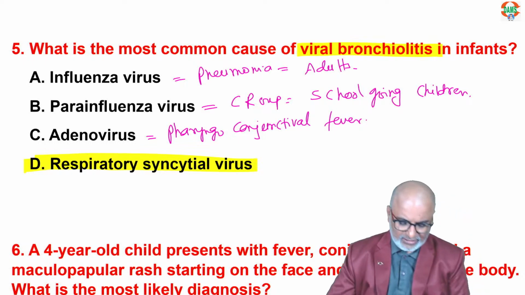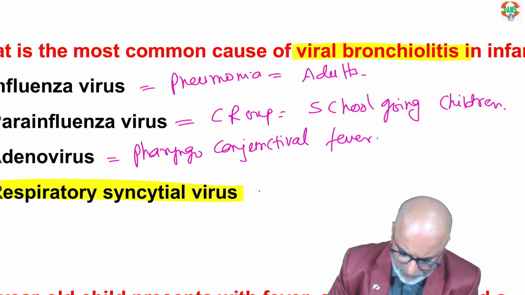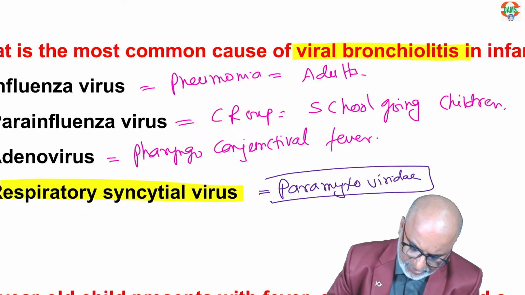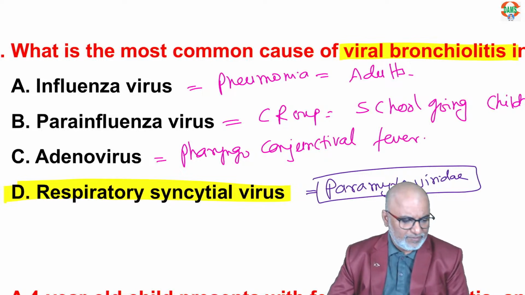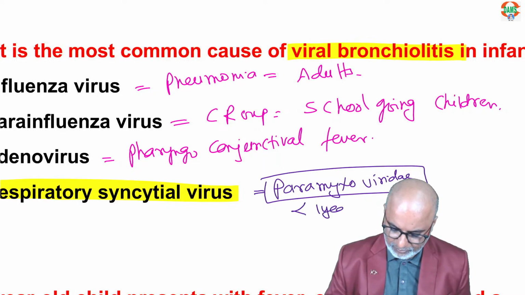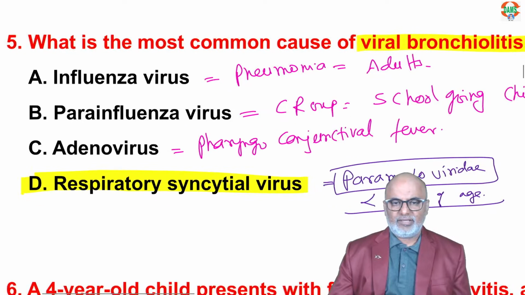Pharyngoconjunctival fever in adults. So respiratory syncytial virus, which belongs to Paramyxoviridae, is the most common cause of bronchiolitis in less than 1 year of age. Respiratory syncytial virus.